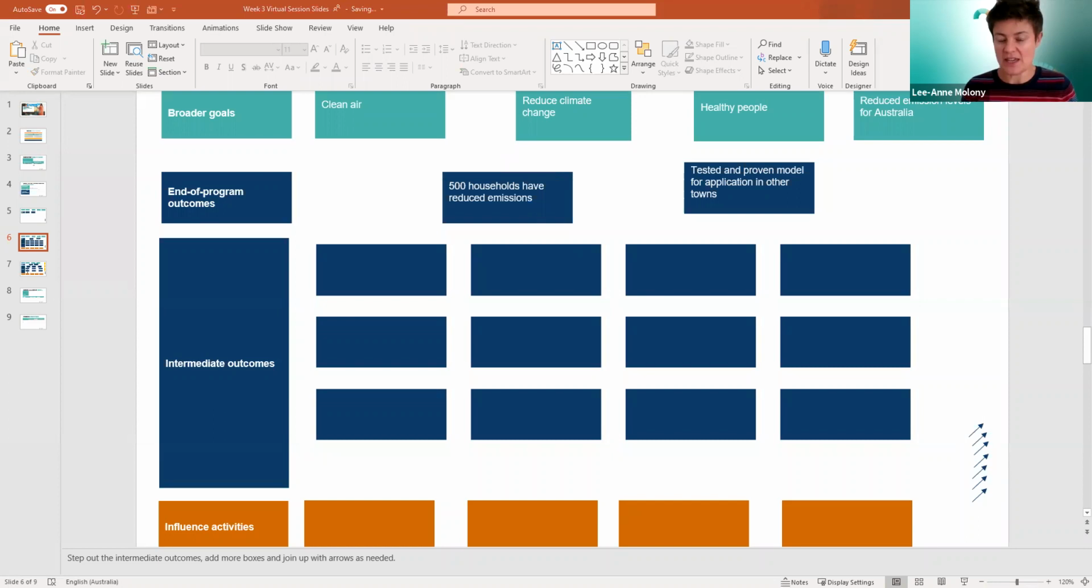Okay, so our job here, I don't want us to think about the activities. I want us to think about what needs to be in place for 500 households to have reduced emissions. And obviously, using clean energy is an example.